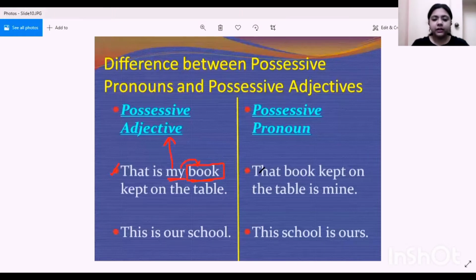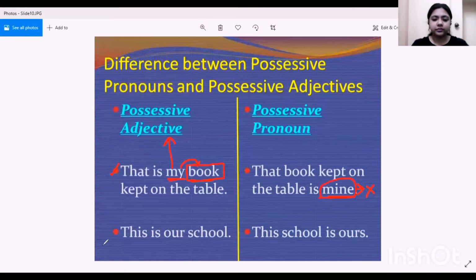All right. But if we look at the right side of this table, possessive pronoun, how can we say the same sentence using a possessive pronoun? That book kept on the table is mine. Now see, this possessive pronoun is not followed by any noun. It ends at this possessive pronoun only, the word mine. So it is not qualifying any noun. Rather, it is giving the information about who is the owner of this book. That is mine. I am the owner. So this book is mine.